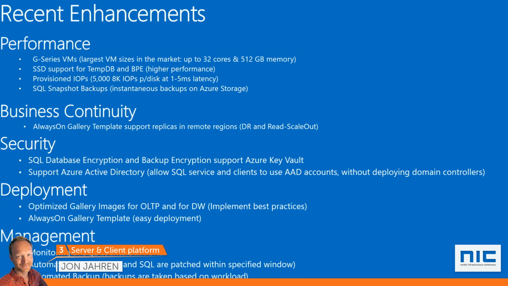So recently, the G series VMs are, well, up to recently the largest VM sizes in the market, which have up to 32 cores and 512 gigabytes of memory. And these also have the SSD support for TempDB and buffer pool extensions. Now this SSD support gives us about 5,000 IOPS per disk compared to 500 IOPS per disk for the standard storage.